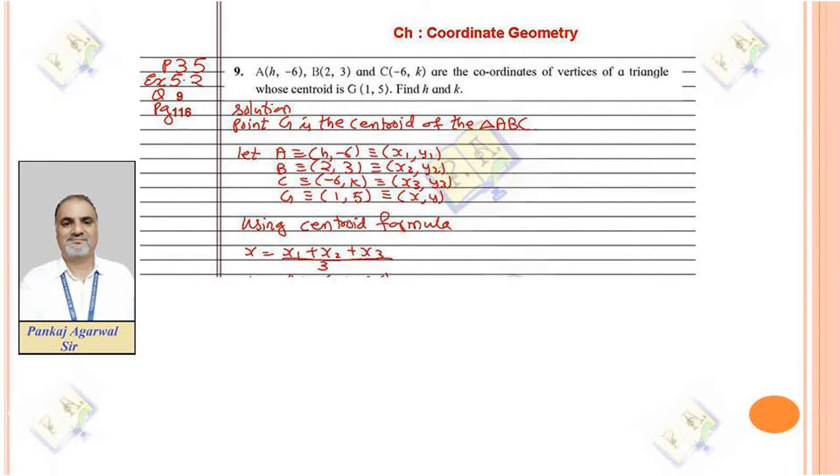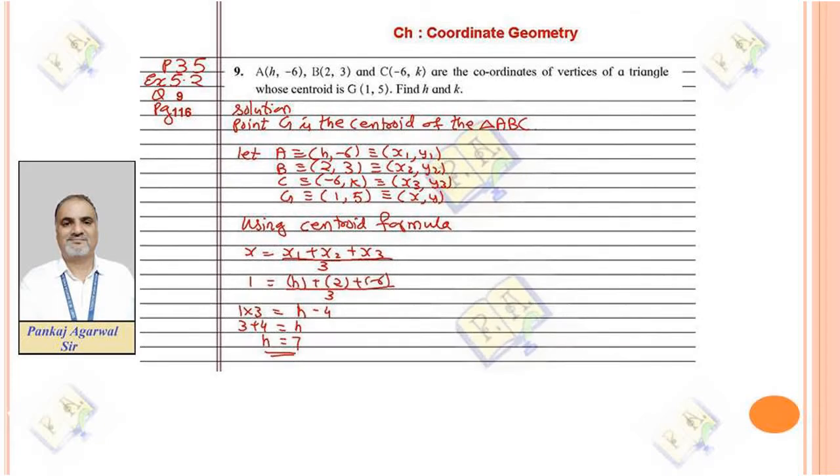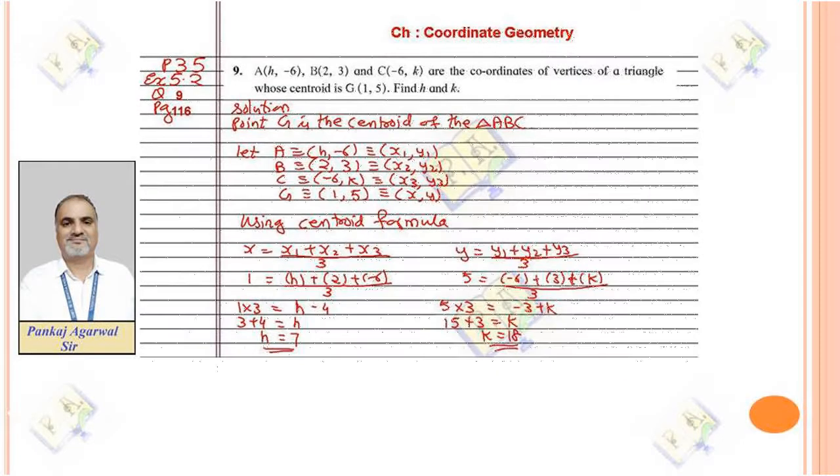So using the centroid formula, that is x coordinate equal to (x1 + x2 + x3)/3, if we substitute the values, we'll get the value of h as 7. In the same manner, if we substitute the values in the y coordinate as (y1 + y2 + y3)/3, we'll get the value of k as 18. Therefore, h is equal to 7 and k is equal to 18.